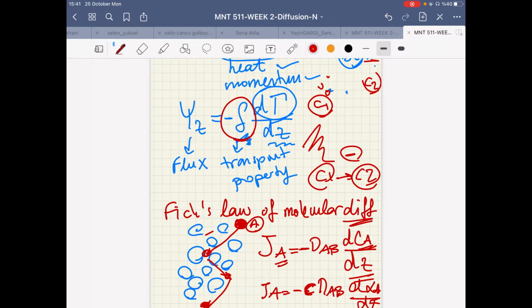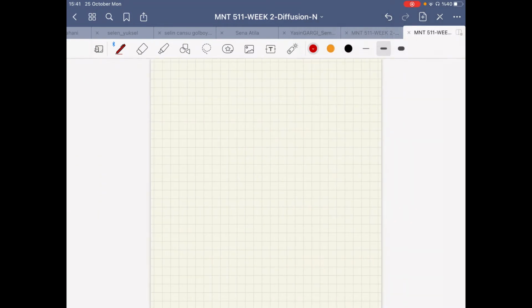And then, I don't know if I can insert template. Yes, I can do that. So what did I say? JA is equal to minus C DAB dXA over dZ.